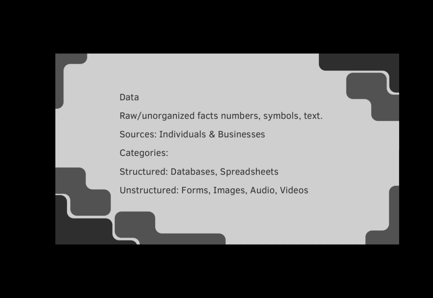Data. Raw or unorganized facts, numbers, symbols, text. Source: individuals and businesses. Categories: structured, like databases and spreadsheets, and unstructured, like images, audio, and videos. Data means raw facts. It can be numbers, words, or symbols. For example, 25, blue, or 2025. On its own, data has no clear meaning.